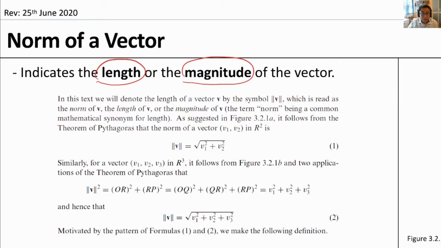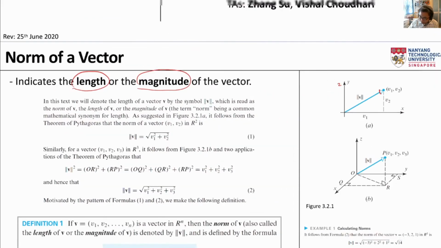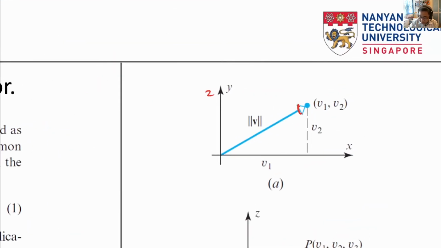In our study, we are interested in the Euclidean norm, basically. And for the Euclidean norm in the R2 space, we can look at this example. We have the vector v in R2, with v1 on the x-axis and v2 on the y-axis.